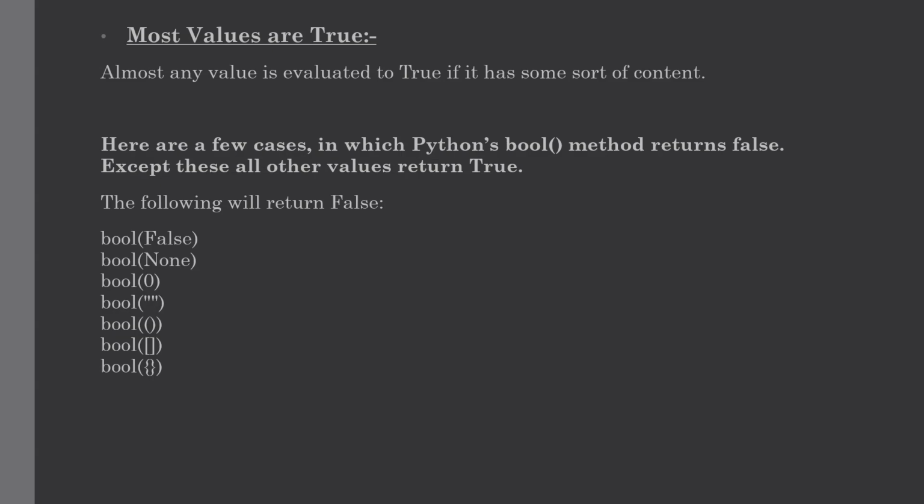The first one is if a false value is passed. The other one is if a none value is passed, if an empty sequence is passed, if a 0 value is passed, that we have seen in our previous example, or if an empty mapping is passed. So these are the following conditions in which Python's bool method will return a false value. We will see this one by one.